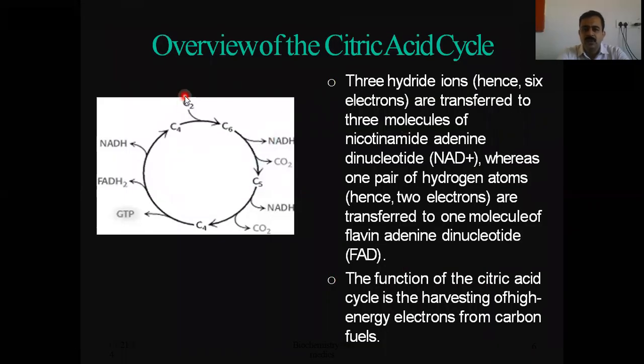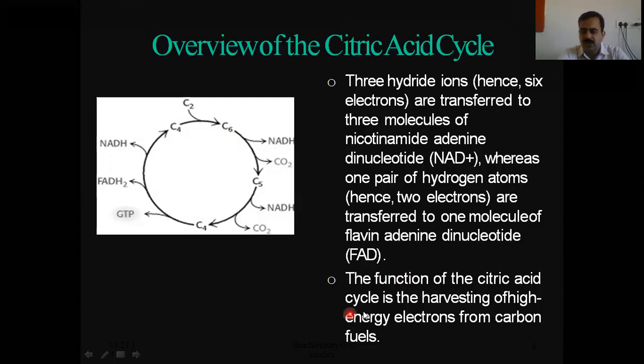Now, if you see the overall structure of the citric acid cycle, C2, correct? So the two-carbon molecule gets attached to a C4 compound, and ultimately gives a C6 compound. Then these cyclic reactions take place, and during them high energy compounds are liberated, which are utilized inside the electron transport chain. So three hydride ions, hence electrons, are transferred to three molecules of nicotinamide adenine dinucleotide, whereas one pair of hydrogen atoms is transferred to one molecule of FAD.